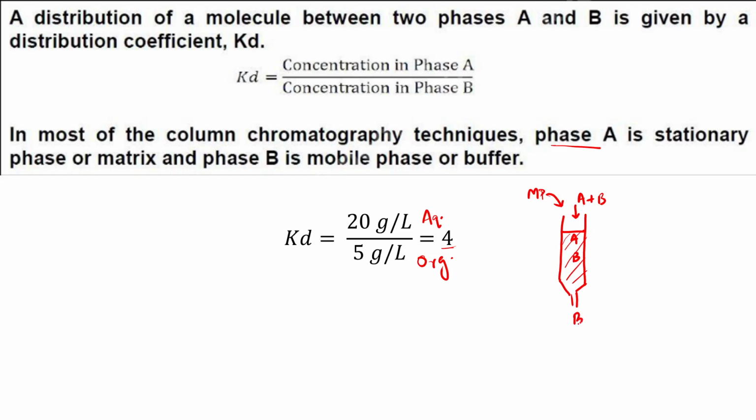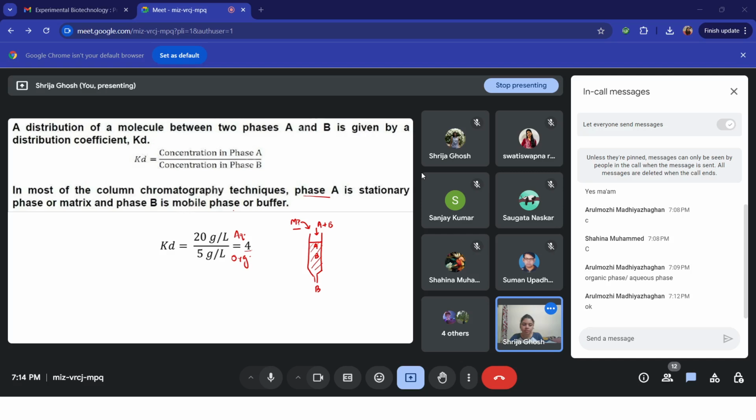So let's say B elutes first and then A elutes later. So the mobile phase is coming in contact later. So the mobile phase we generally consider as phase B. Okay.